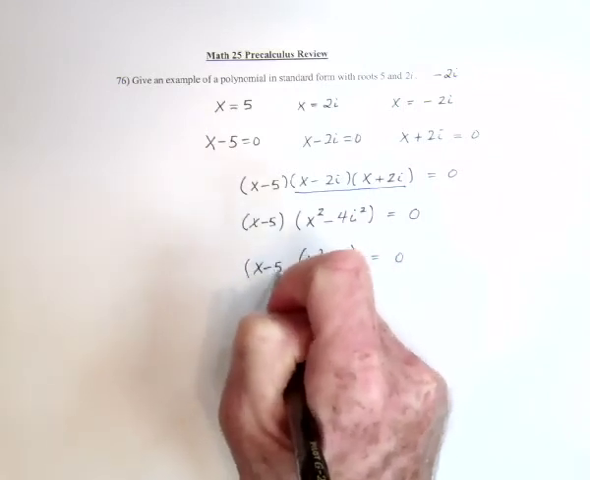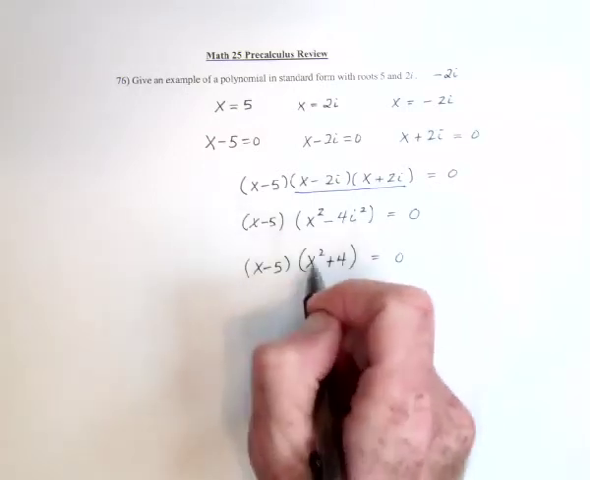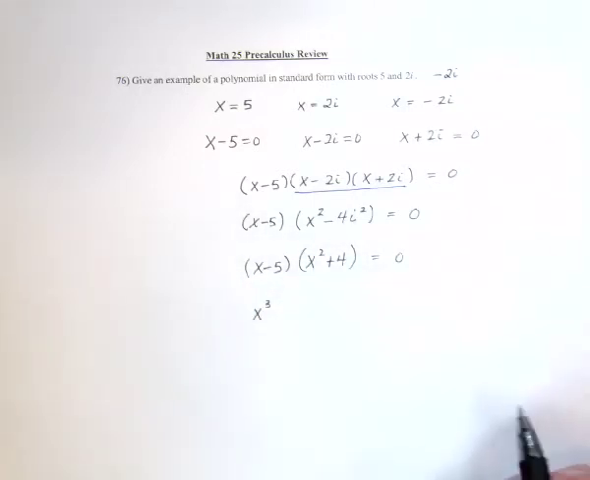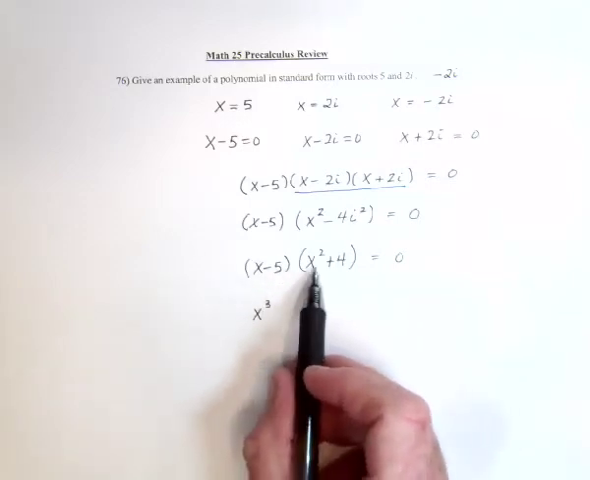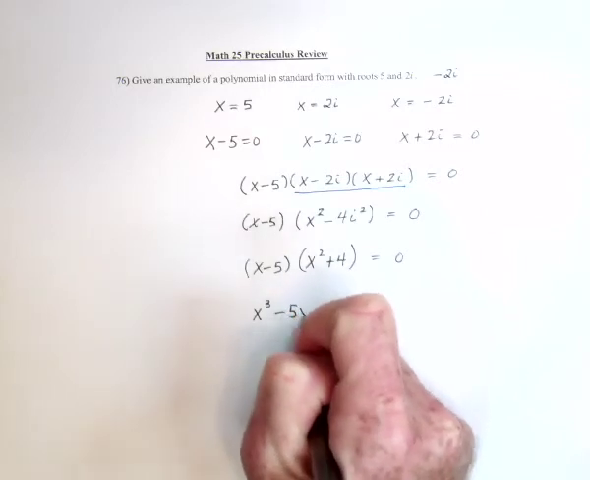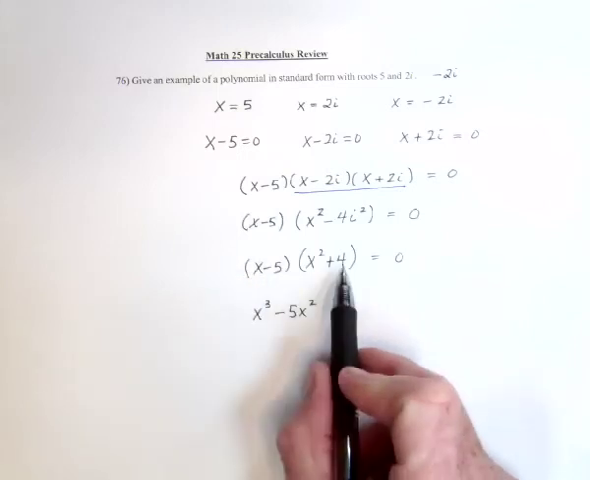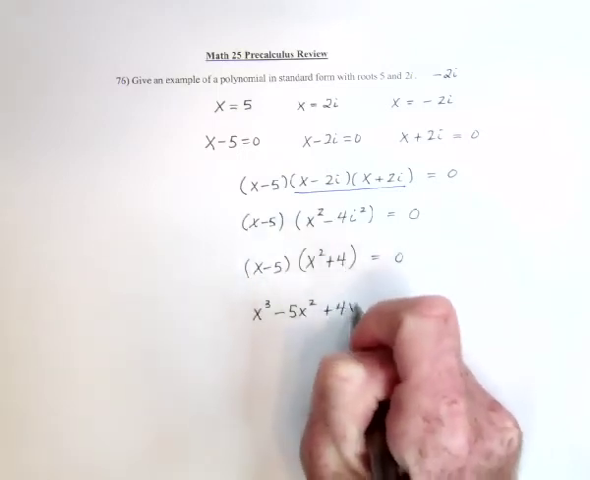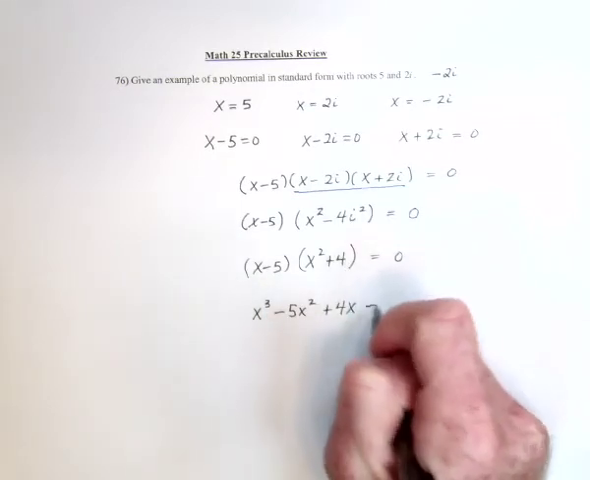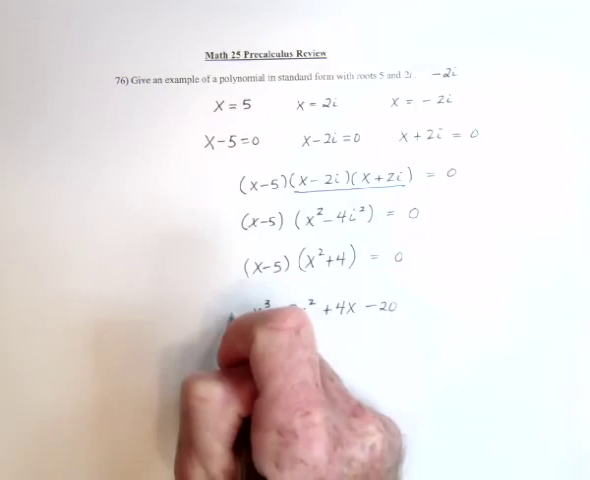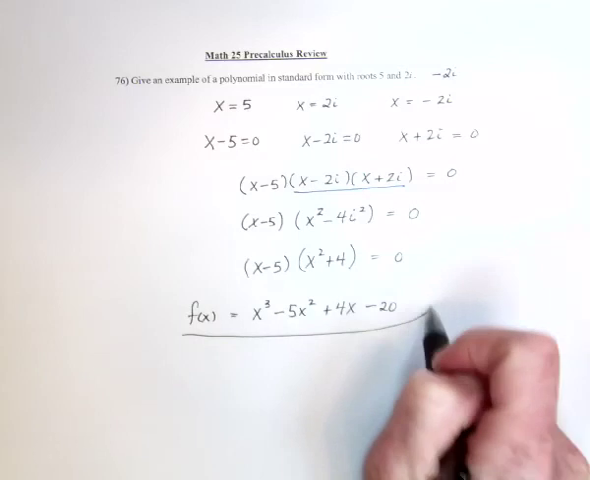And then just multiply out what we've got, the two terms times the two terms. So there's x times this is going to be x cubed. I'm going to keep the terms in order, so next I'm going to distribute this to the x squared, so minus 5x squared. Then the x term will come from the first one times the last one, so plus 4x. And then for the constant, negative 5 times 4 is negative 20. And then we could call that a polynomial, f of x or y equals something like that. But that would be it.